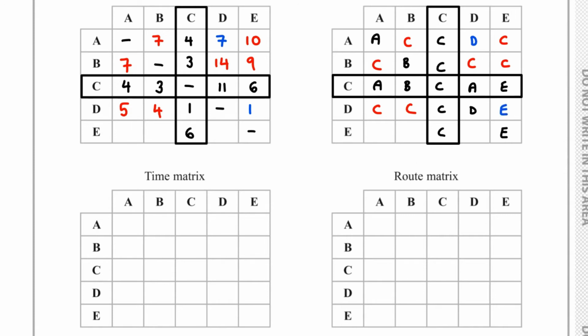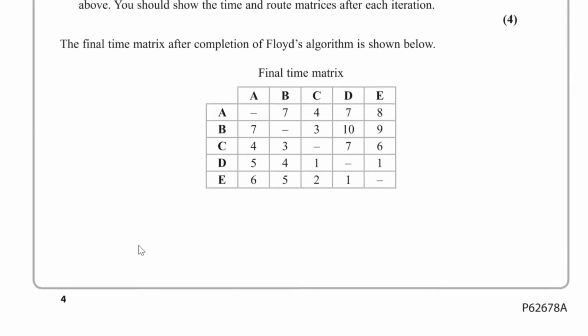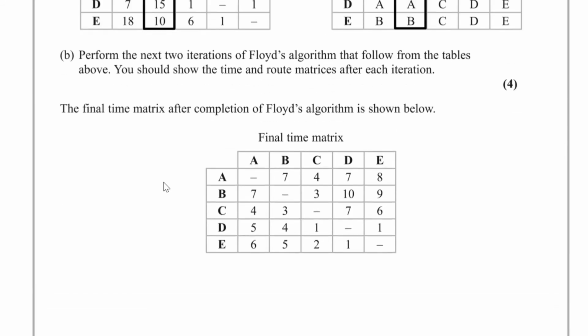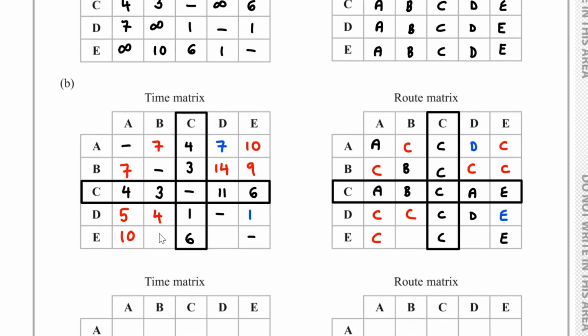If we consider this, we compare the 4 plus 6, which is 10, with the 18. 10 is smaller, so we change to a 10, and here we write down the C. For this element, we compare the 3 plus the 6, which is 9, with what's here previously, which is 10, so we change this to a 9, and here we have a C.